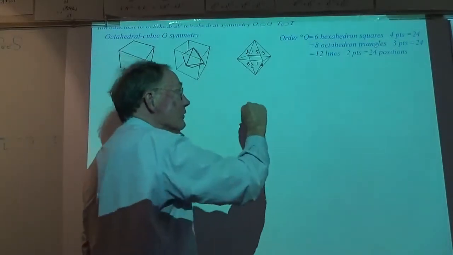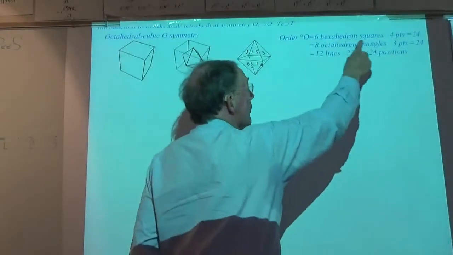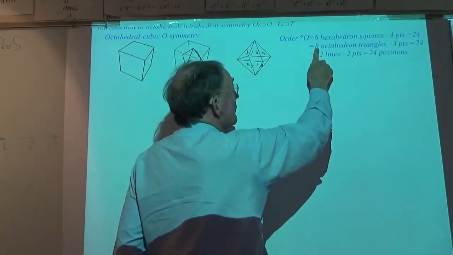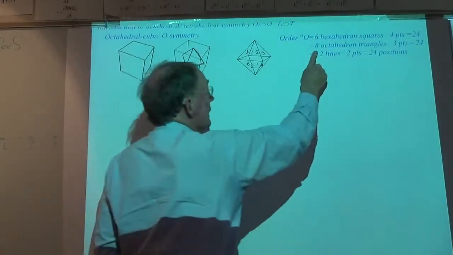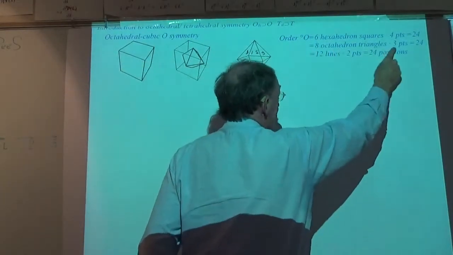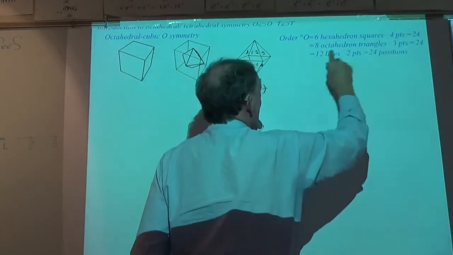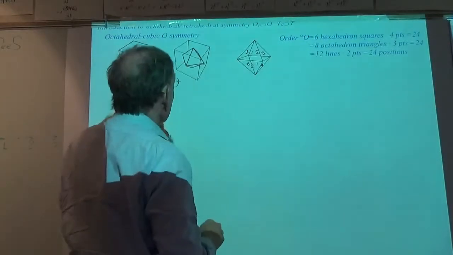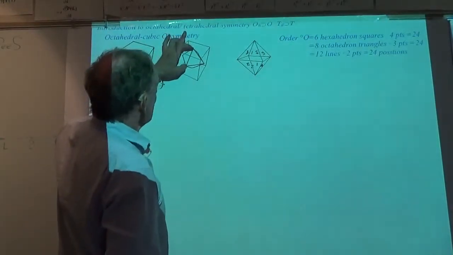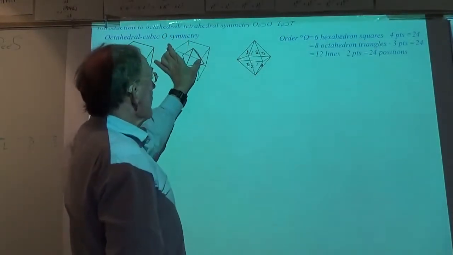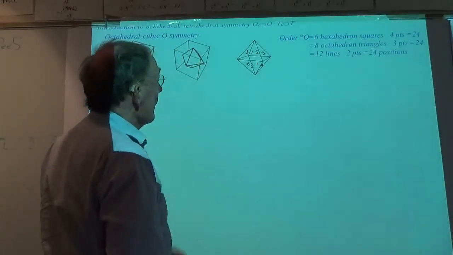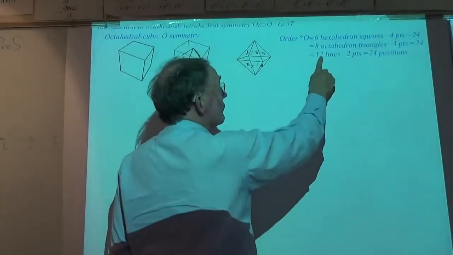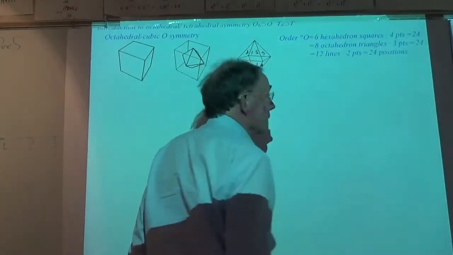So this is a sort of clumsy way to figure the order of the group, but it's a useful one and easy to do. Or I can have an octahedron with eight equilateral triangles, and have 3 points. 8 times 3 is also 24. Or I can just look at the lines that make up either the octahedron or the cube, and those can be in two positions. And there are 12 of those, and that product is also 24.